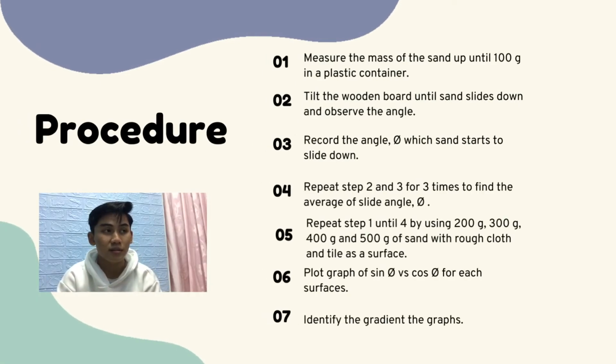For the procedure part, first, measure the mass of the sand up to 100 gram in a plastic container. Second, tilt the wooden board until the sand slides down and observe the angle. Third, record the angle phi at which the sand starts to slide down. Fourth, repeat steps 2 and 3 three times to find the average slide angle phi. Fifth, repeat steps 1 to 4 using 200, 300, 400 and 500 gram of sand with rough cloth and tile as the surface. Sixth, plot the graph of sin phi versus cos phi for each surface. Seventh, identify the gradient of the graph.